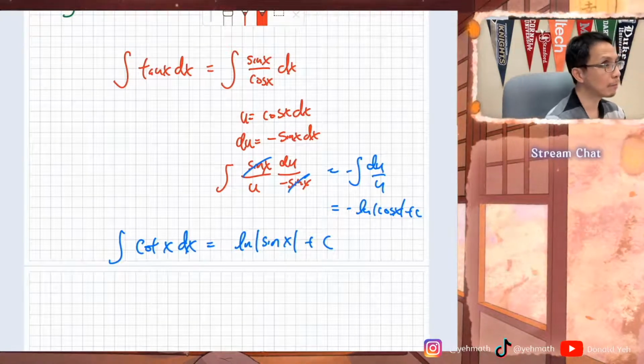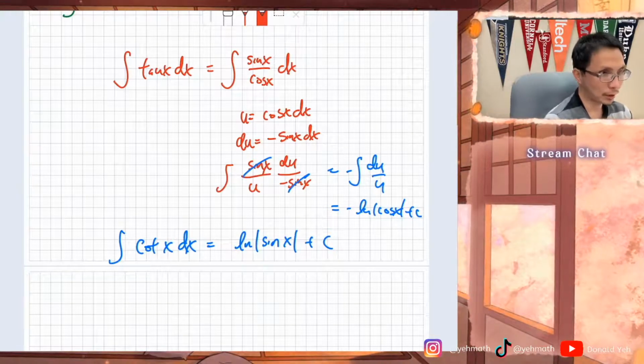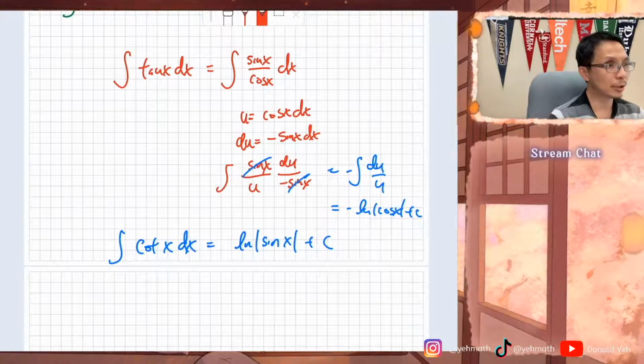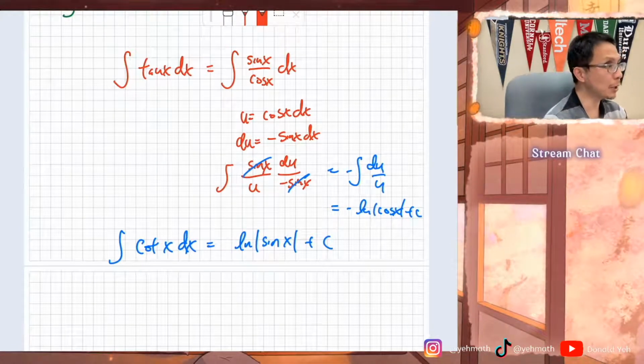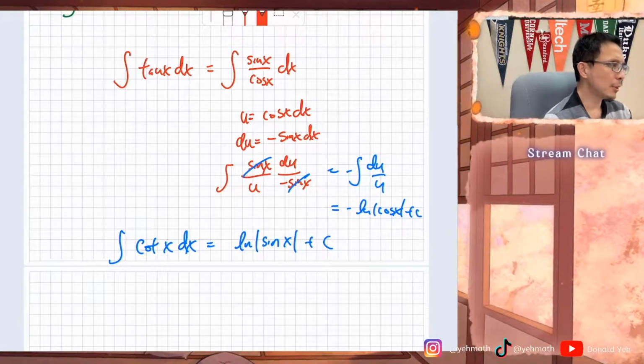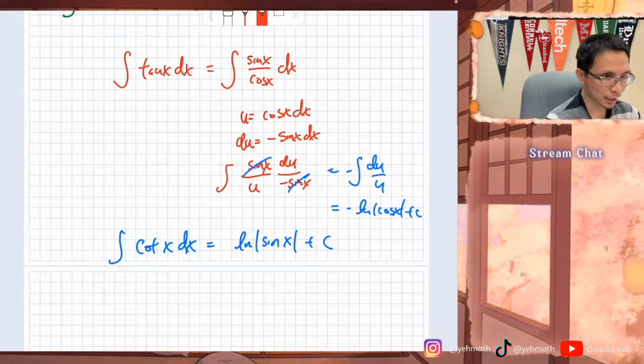No. Because it's the integral of cotangent. You said u equals sine. Yeah, so Shira's right. When you said u equal to sine of x, du is going to be cosine of x. So you say, wait, that's positive. Yeah, it's positive. So that's why you got natural log of sine of x.